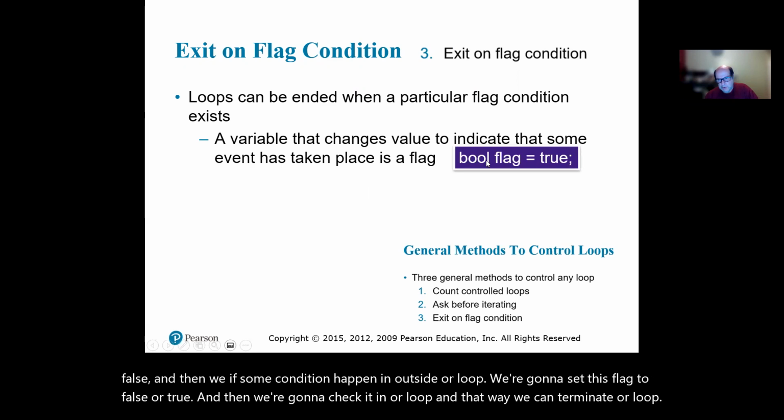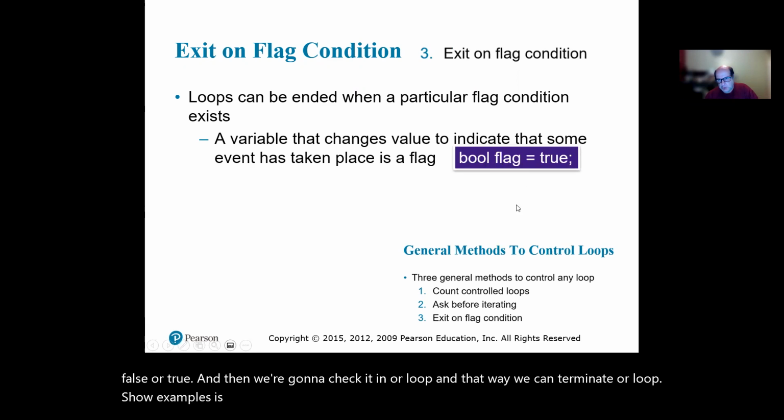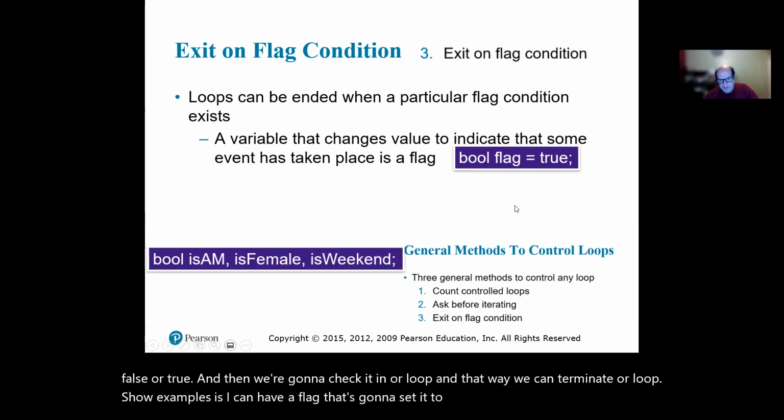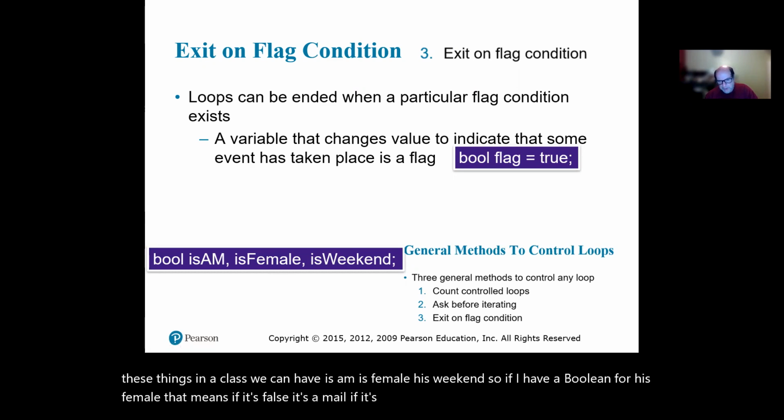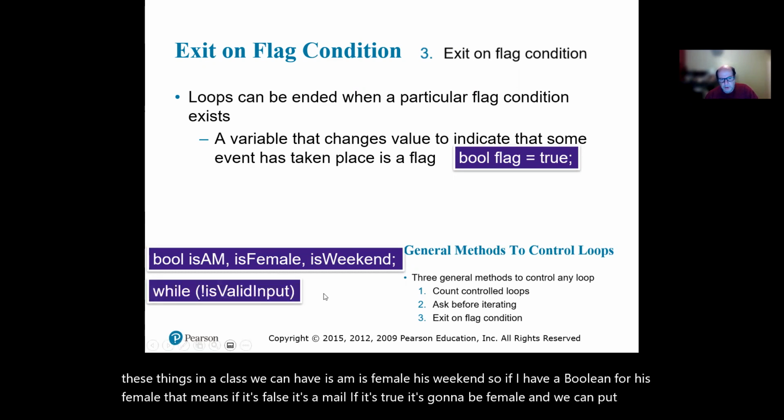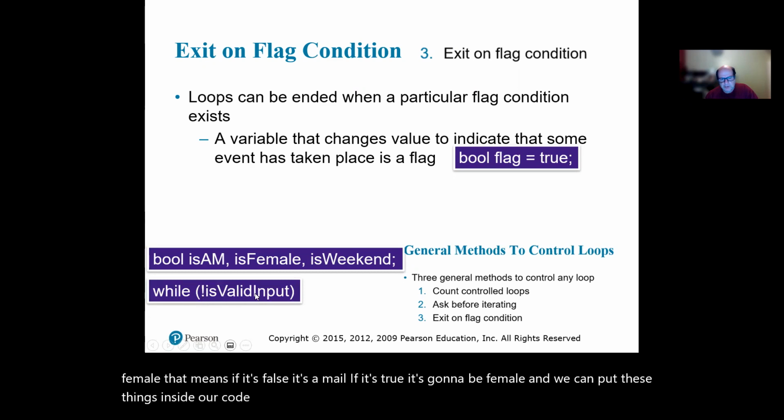Examples: I can have a flag that I set to true. We talked about some of these things in the class. We can have is AM, is female, is weekend. If I have a Boolean for is female, that means if it's false, it's a male, and if it's true, it's female. And we can put these things inside our code, like while is not valid input. So is valid input is true when the input is valid. While it's not true, we're going to do something about it.